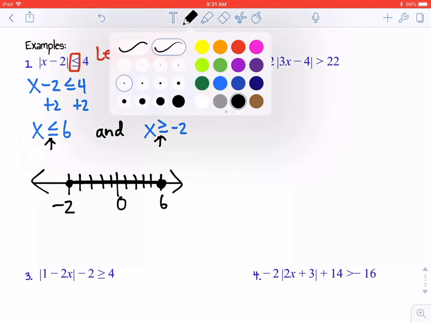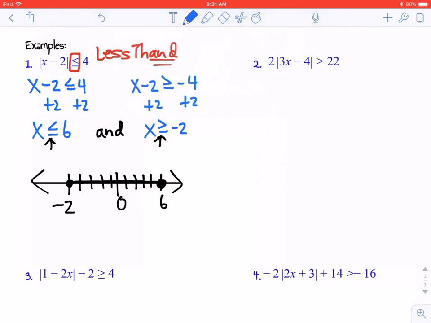All right, let's look at the second example. We have 2 times the absolute value of 3x minus 4 is greater than 22. So first we need to isolate the absolute value by dividing by 2. So then we get the absolute value of 3x minus 4 is greater than 11. So the next step is to set up our 2 inequalities.